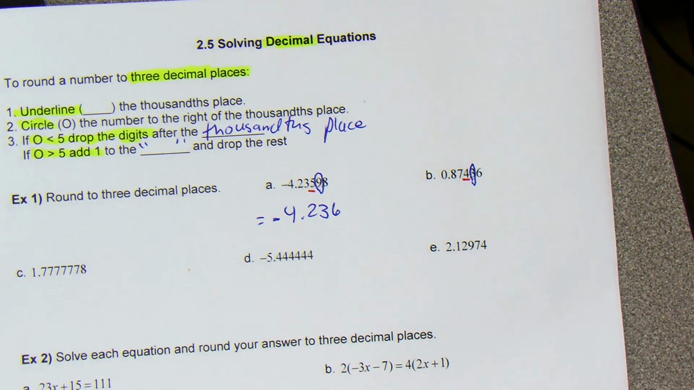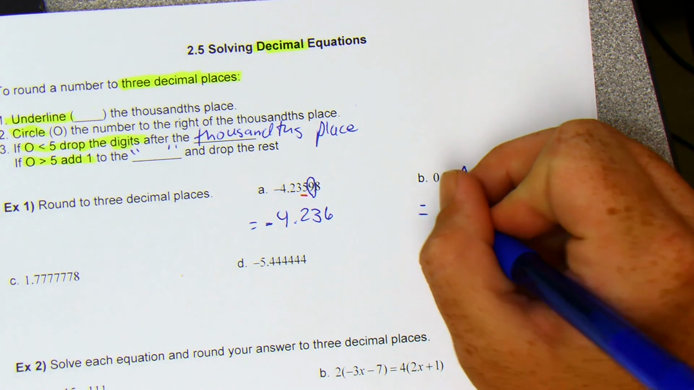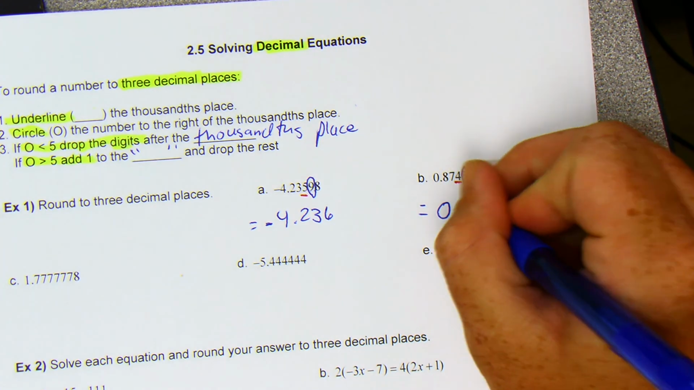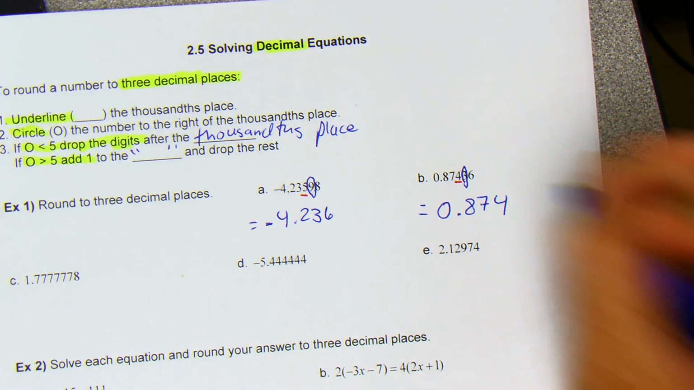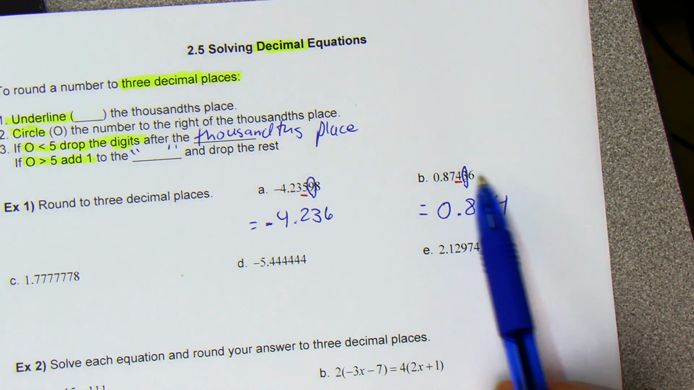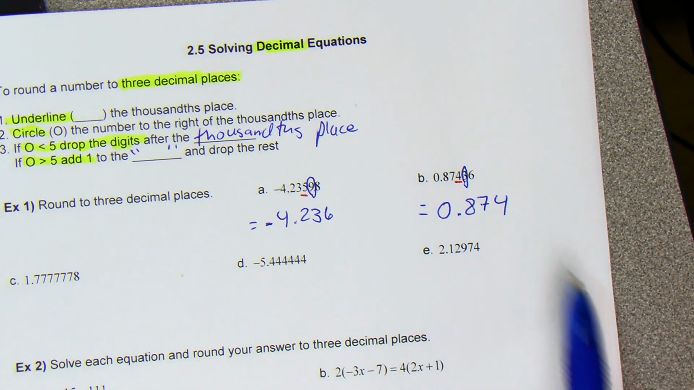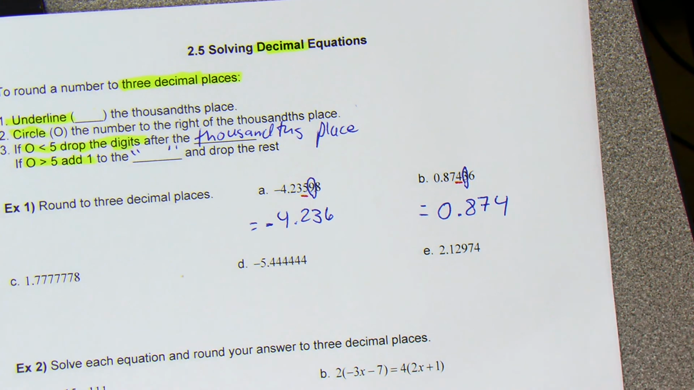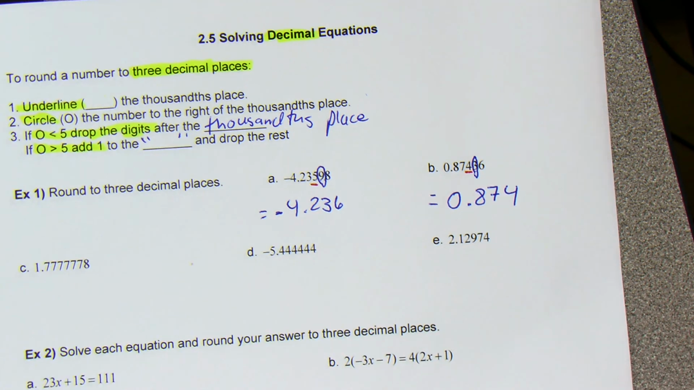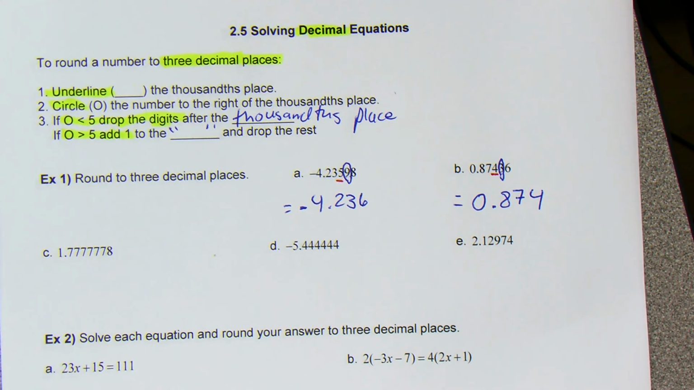And then I think to myself, is that greater than or less than 5? And it is less than 5. And my rule tells me then I just drop all the digits after the thousandths place. So this is now 0.87, and my 4 is the thousandths place. And since that is less than 5, I just drop all the digits. So this is my final answer, 0.874.